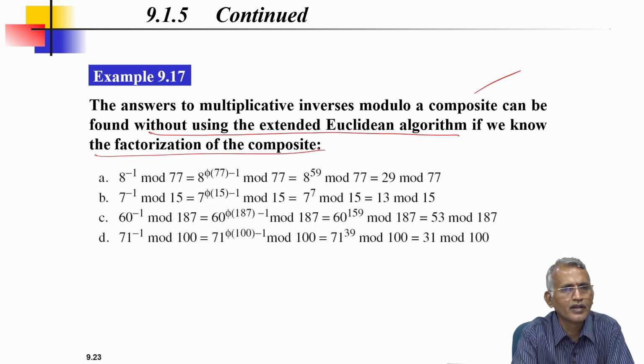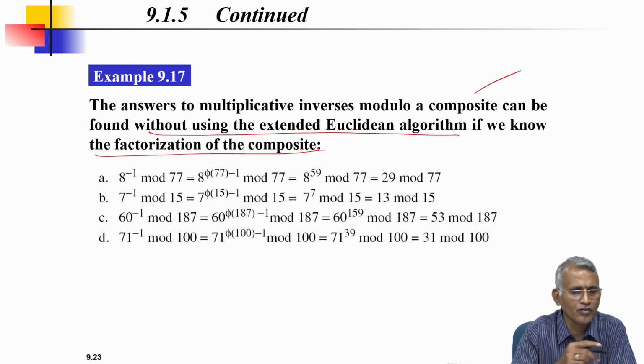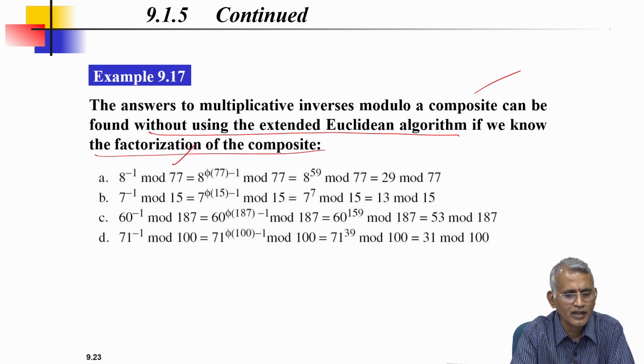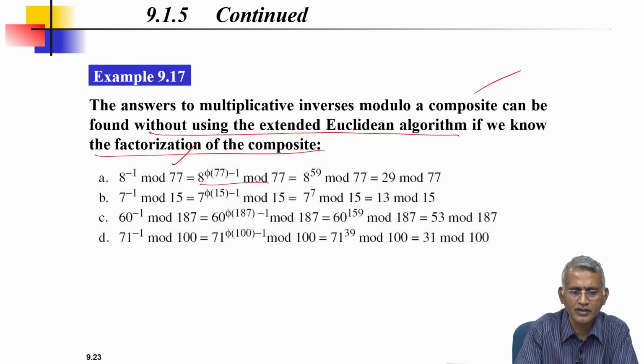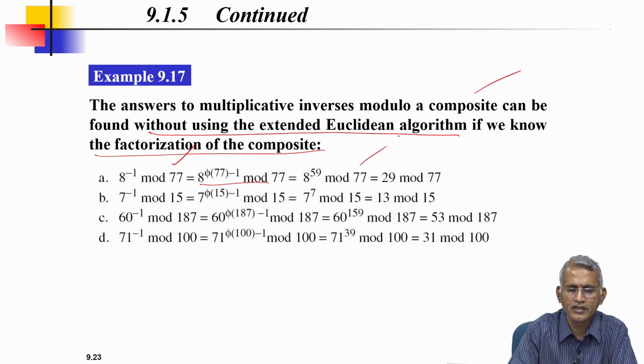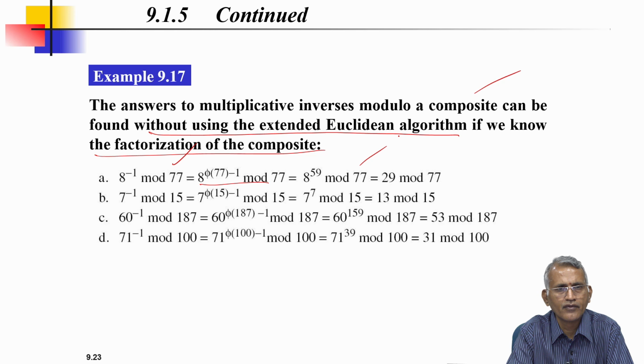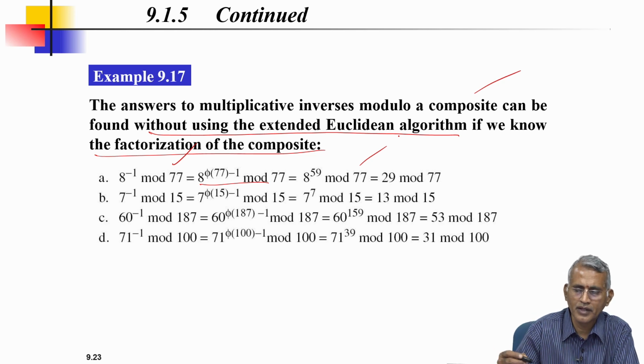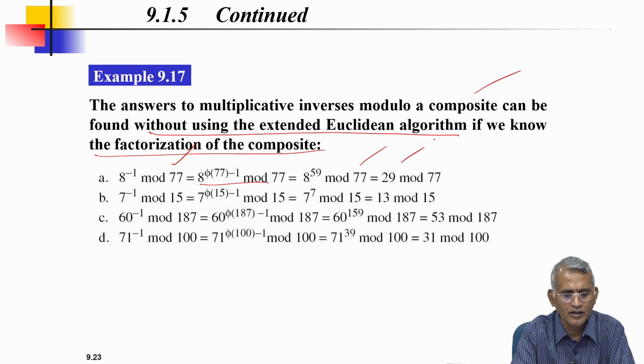So, we can write 8 power minus 1 under modulo 77 as 8 power phi of 77 minus 1 under modulo 77, according to the theorem. Phi of 77 is 60, and then minus 1 is 59. So, 8 power 59 under modulo 77 becomes 29.